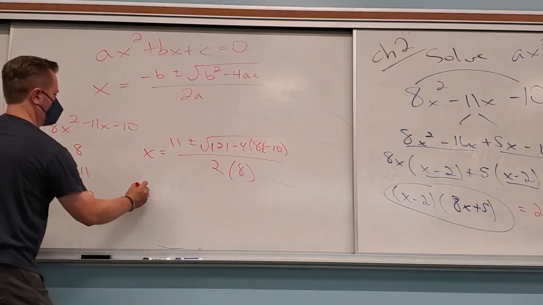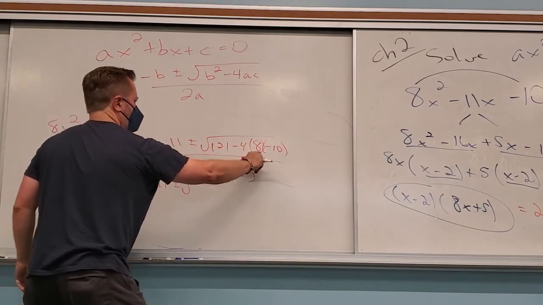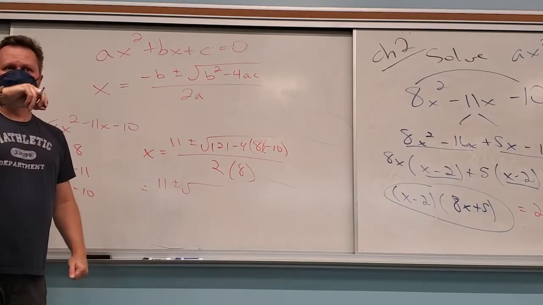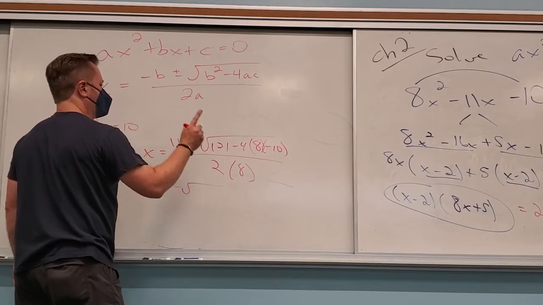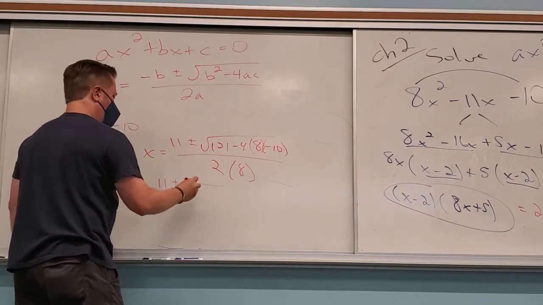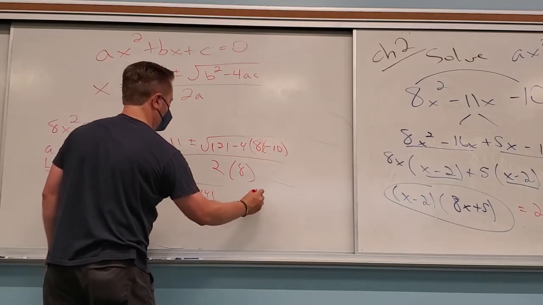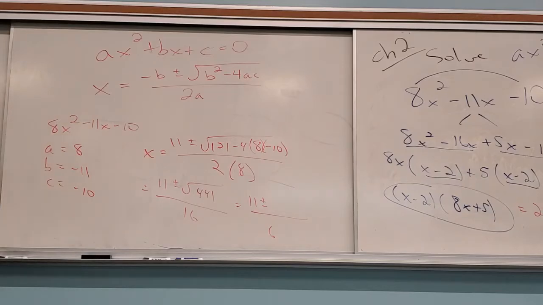So I get 11, give or take, negative 4 times 8 is negative 32 times negative 10 is plus 320. 320 plus 121 is 441. There it is, Jeff. All over 16. Holy cow, Jeff. Square root of 441. Oh, God. Believe it or not, you could do it.